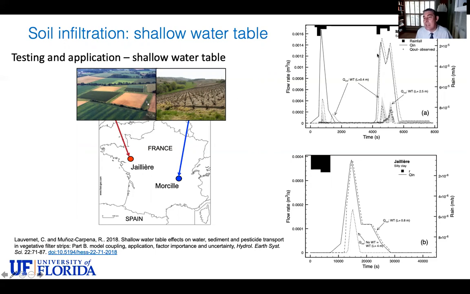And what you can see is that indeed, when the water table is very near the surface, 0.4 meters for example, in this case you almost get the same amount coming in and out of the buffer, meaning that there is almost no infiltration. When the water table is very deep, like 2.5 meters, then you get a very small amount of runoff coming out, which is what we would expect. So physically, we can predict the field behavior that we observe in this case.